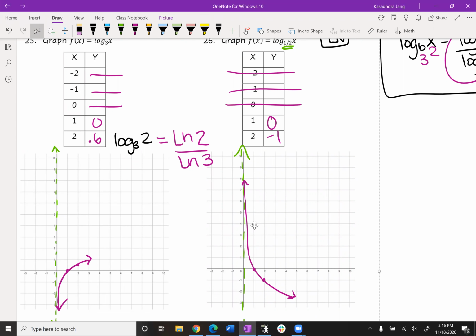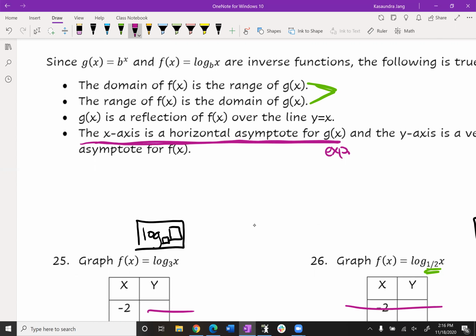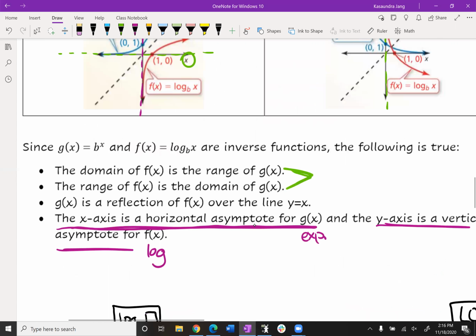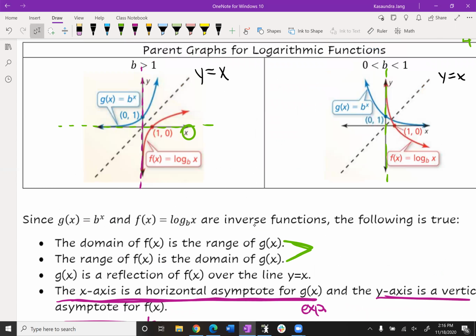Do I have any questions on this kind of thing? This is probably a dumb question, but where did you get the asymptote of 0 from? So the x-axis is the horizontal asymptote for my g of x, like so for my exponential functions. And then the y-axis is a vertical asymptote for my f of x, so like my logarithmic. Gotcha. So both of these red ones were the log graphs, and they both had an asymptote at your y-axis. It did not cross the y-axis.